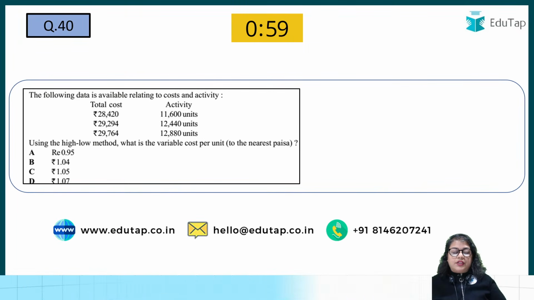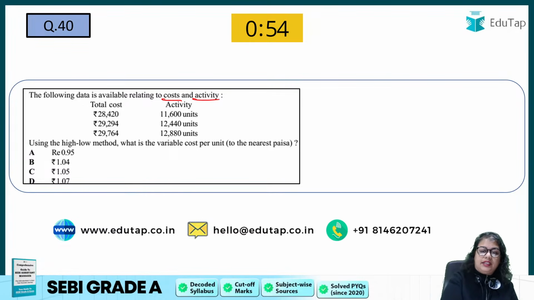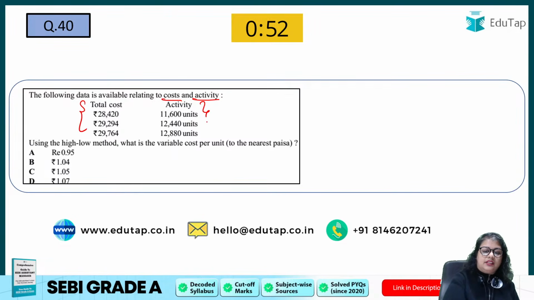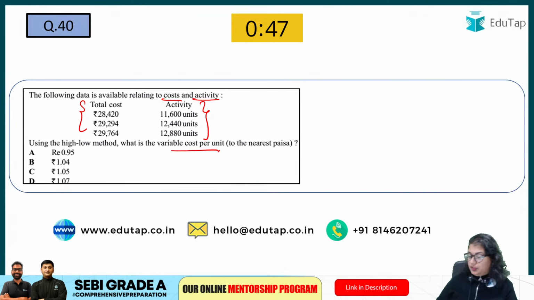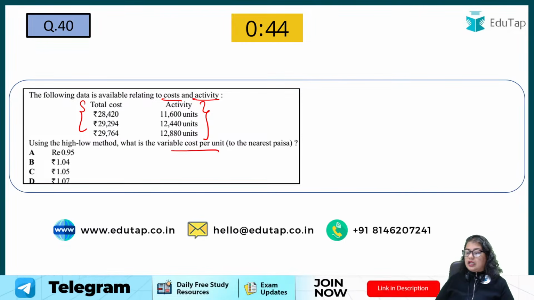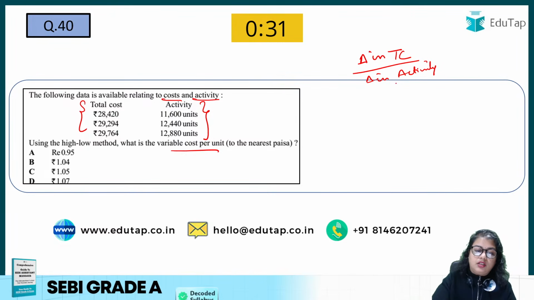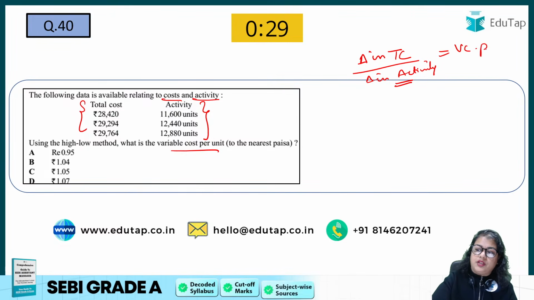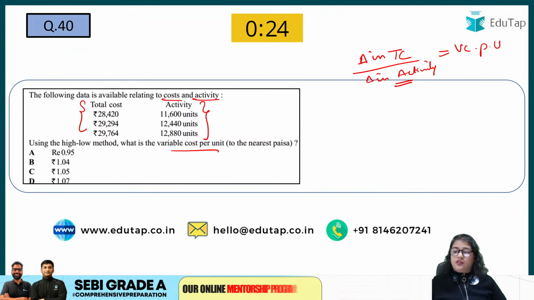Okay, next. Question number 40. The following data is available relating to cost and activity. Total cost is given to you, activity is given to you. Using the high-low method, what is the variable cost per unit? Can you calculate this using the high-low method? So what is the high-low method? It says change in total cost upon change in activity. Change in activity will give you what? It will give you your variable cost per unit. Do you know this? Change in total cost upon change in activity is equal to variable cost per unit.